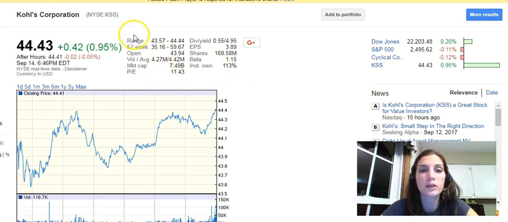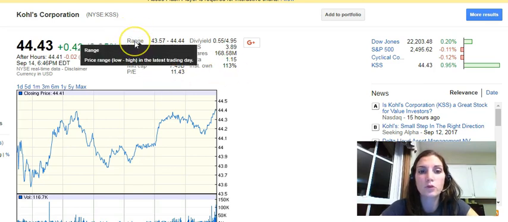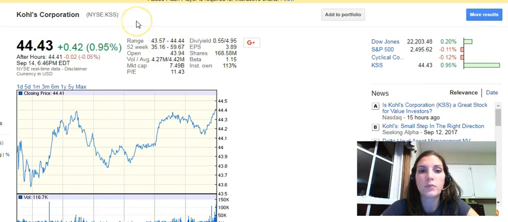So the range here, and if you scroll over it, it will give you a definition, but the range is the range that the stock sold for the previous day. So the cheapest it sold for yesterday was $43.57, and the most expensive was $44.44. So it closed pretty close to the highest point from the previous day.